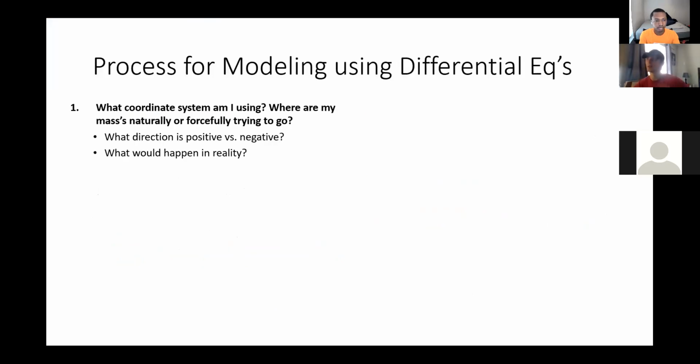So, the process for modeling using differential equations. This is the bulk of this exam. The first thing you should think of is, what coordinate system am I using? This takes us all back to dynamics, sophomore year. Am I using Cartesian, spherical, polar? We've only done Cartesian, I believe. But it's just which way is up, which way is down. What is my positive direction? What is my negative direction?